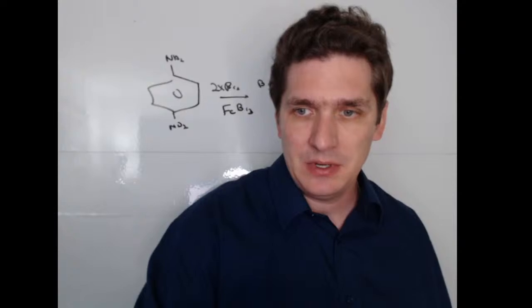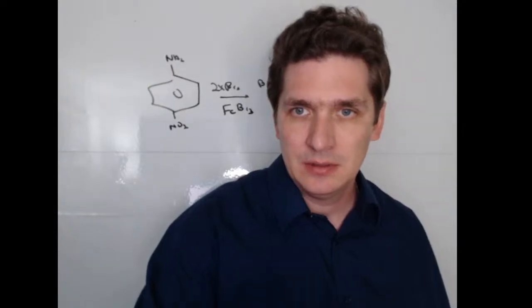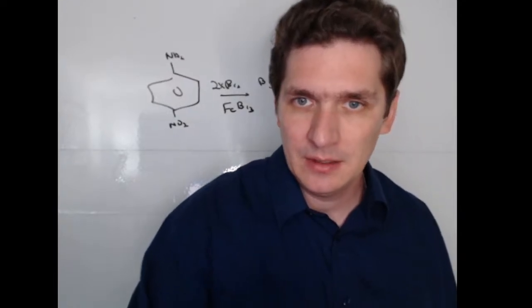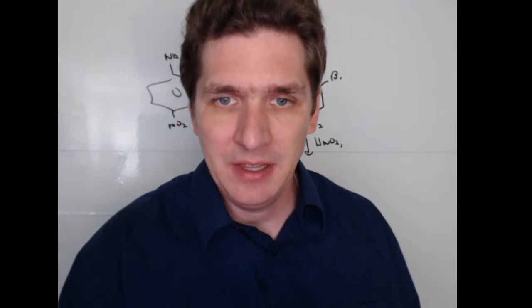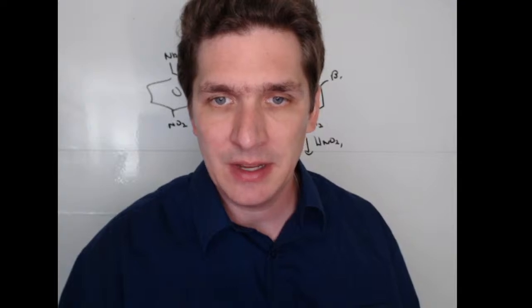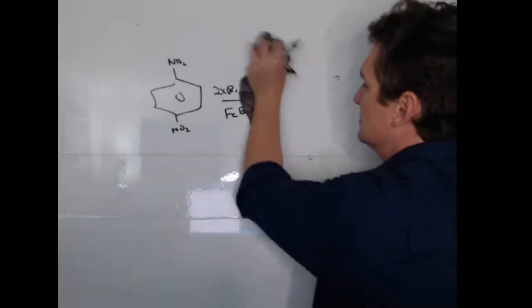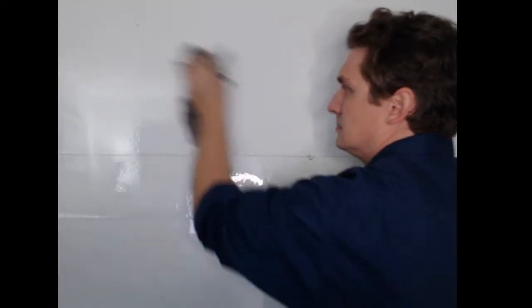Last one, 73. Identify the principal product of cyclohexanone with cyclohexylamine and then H2 with nickel. So we're going to end up reducing whatever we're making.